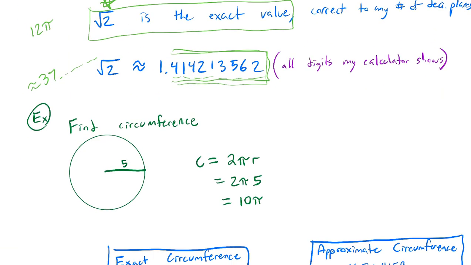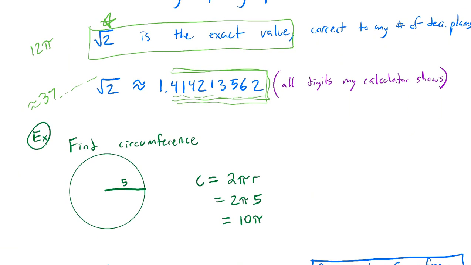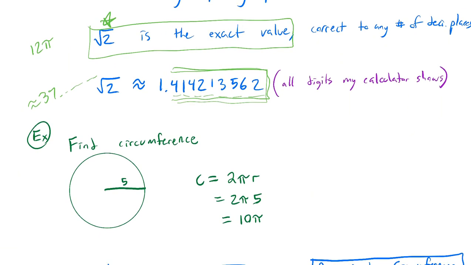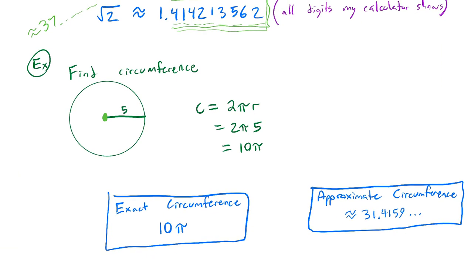Okay, so here's an example. Find the circumference. If I go circumference equals 2 pi r, the radius in the picture is 5, because there was a big juicy dot there, so I know it was the center. So I go 2 pi 5, that's 10 pi. So the exact circumference is 10 pi.